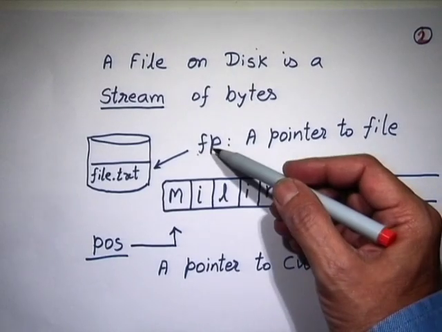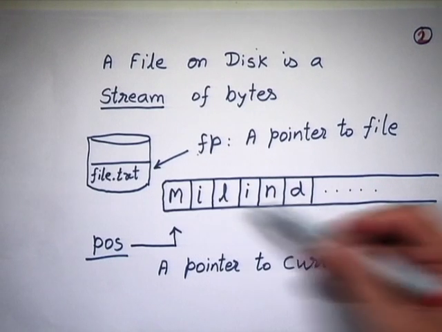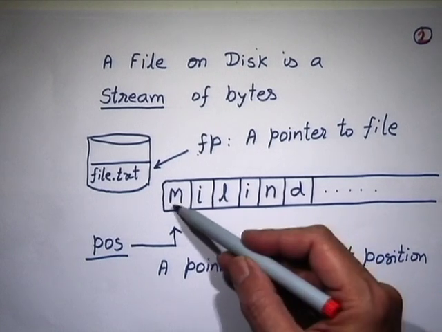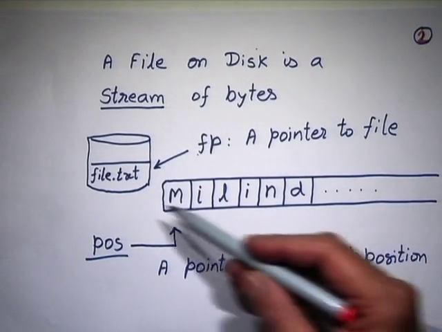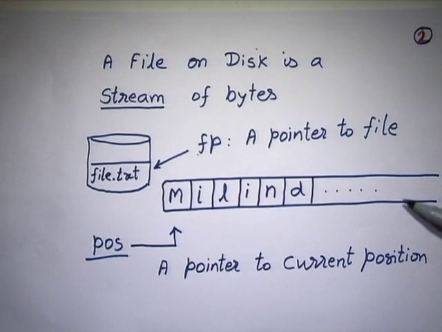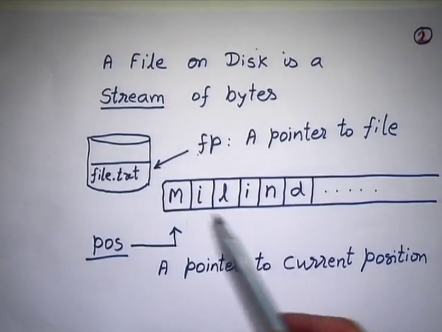Now once you got a file handle, the entire file contents can be treated merely as a sequence of bytes. And that is the most important way of looking at it. That's why we call it a stream of bytes. So first byte, second byte, third byte, fourth byte, fifth byte, sixth byte, etc. 20 billion bytes, doesn't matter. A file can be as large as 20 gigabytes, could be as small as a few bytes, whatever. The entire file is nothing but a series of bytes.